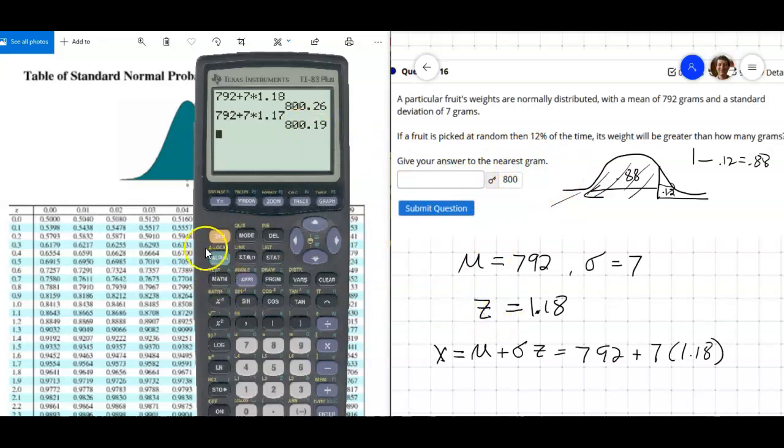There's a way with your calculator. If you have the statistics inverse norm, we would do the 0.88 and then the mean, comma, and standard deviation, and it'll give us the exact answer, which should be in between the two we worked out. These two are both approximations to the left and to the right of the real answer, and sure enough, the real answer's in between. Still rounded to the nearest gram, 800. I hope this helps.